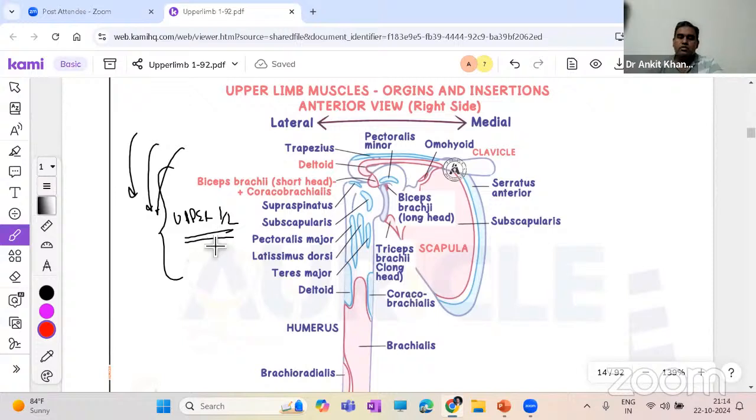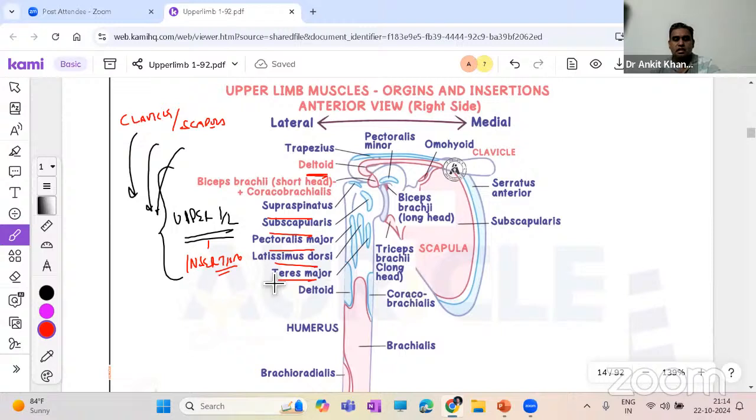The upper half of the humerus will normally have insertion of muscles, because the muscles over here are normally coming from either the clavicle or the scapula. Let us see some examples. Deltoid is attached to the upper part, coming from the clavicle and scapula. Then supraspinatus coming from the scapula. Subscapularis, pectoralis major, latissimus dorsi, teres major, all are coming from the scapula or clavicle.